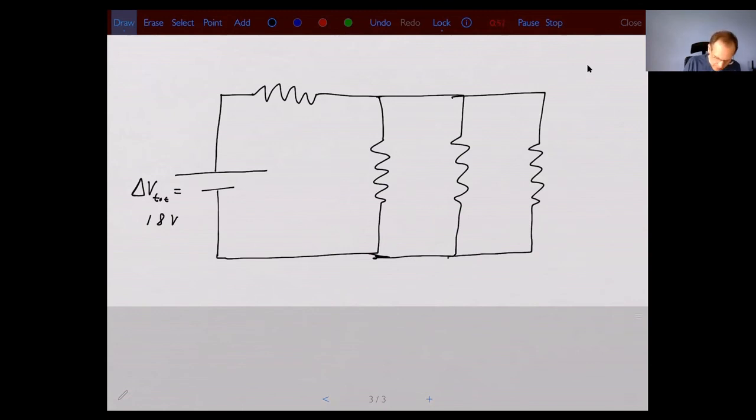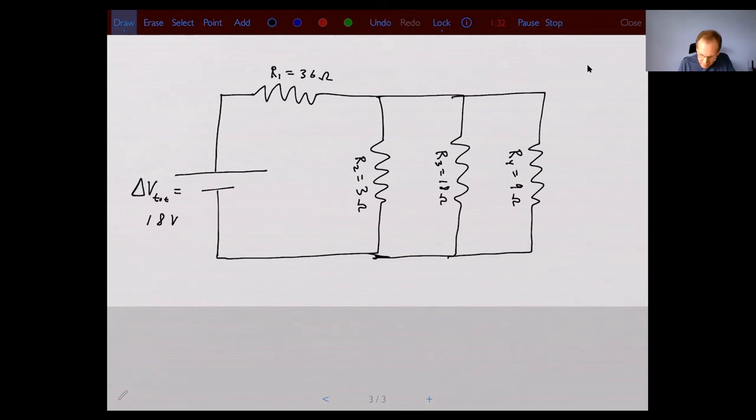So you can think of this as R1. This will be a 36 ohm resistor. Then R2 will be a 3 ohm. R3 will be an 18 ohm. And then R4 will be a 9 ohm resistor.